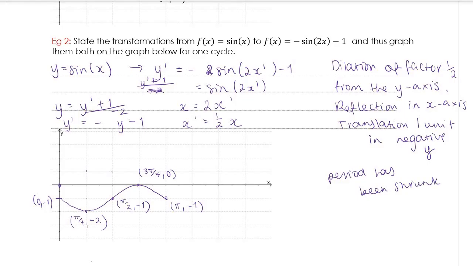Okay? If I was to draw the original sine graph, it would look a little something like this. Oh my goodness. And it would end all the way over here at 2 pi, 0. So we've shrunk that by a half and we've just moved it down the 1.